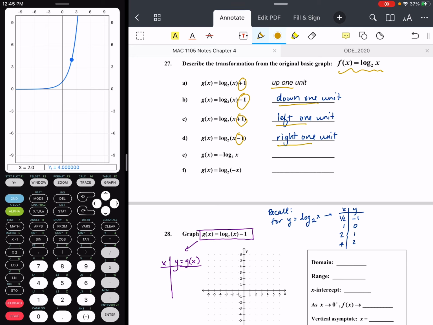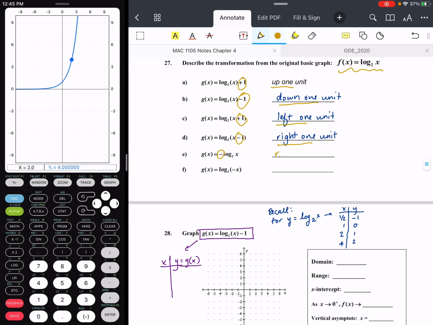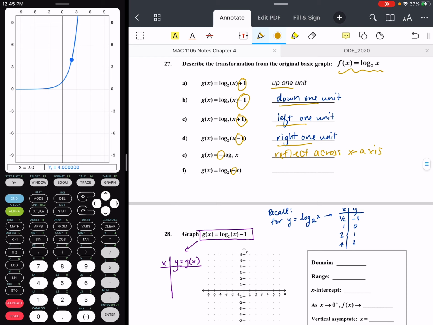And then for E and F here, we have E, g of x equals negative log base 2 of x. This negative sign out in front of our function is basically changing the sign of all of our y values. And if we flip our y values from positive to negative or vice versa, that creates a reflection across the x-axis. And in part F, g of x equals log base 2 of negative x. Here we're changing the signs of our x values, which creates a reflection across our y-axis.